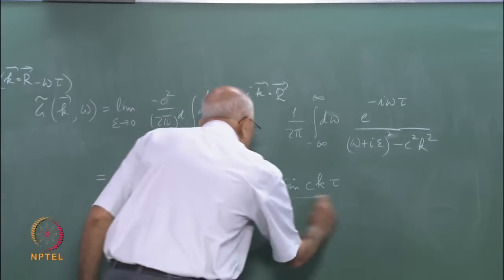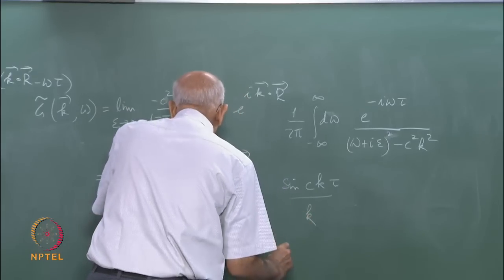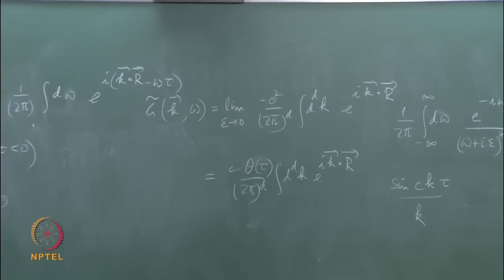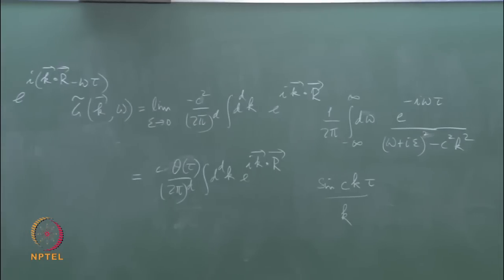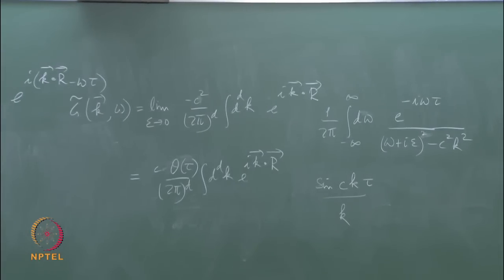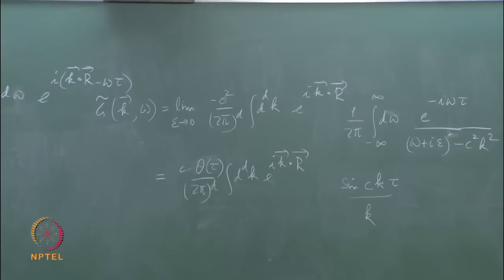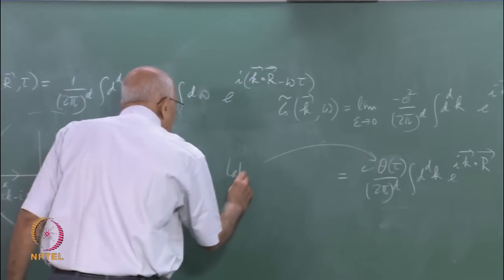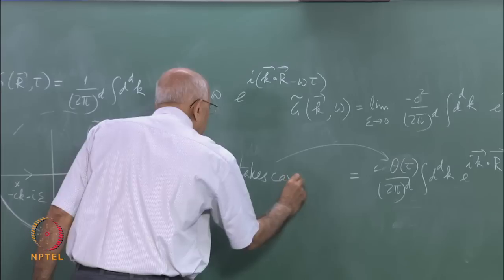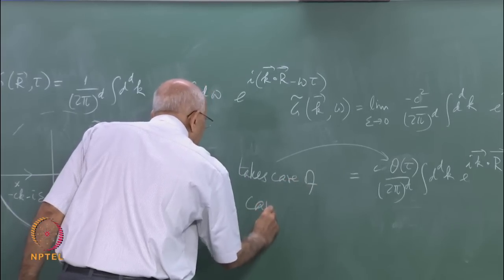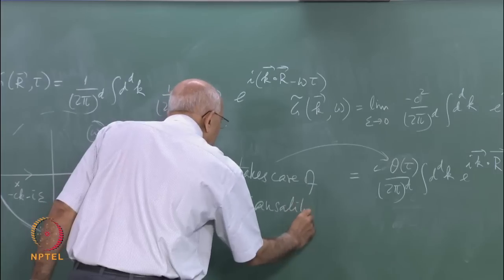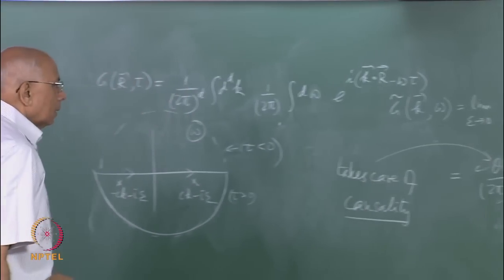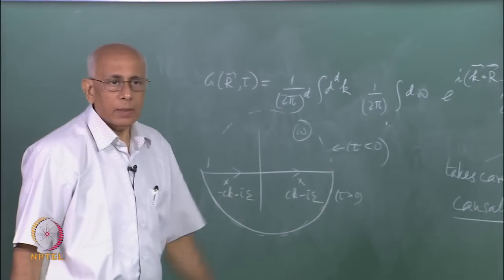And let's put this here so we don't forget this factor. That's it. So that's the answer. We have done the omega integral and we have got this theta function out, which takes care of causality. And you are left with the job of doing this integral.